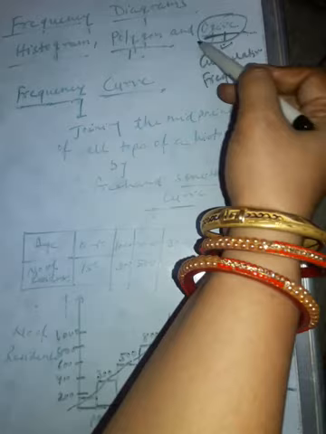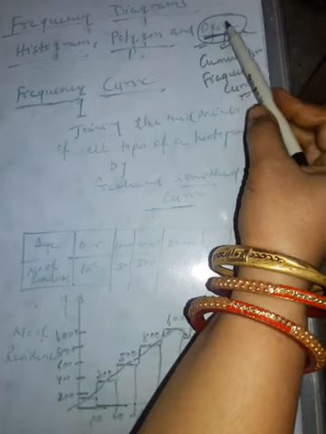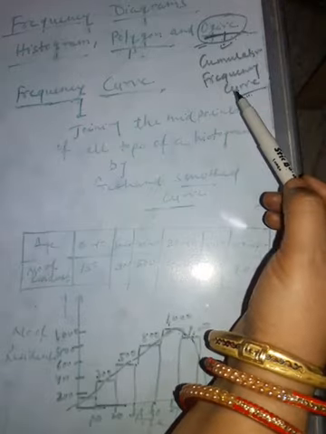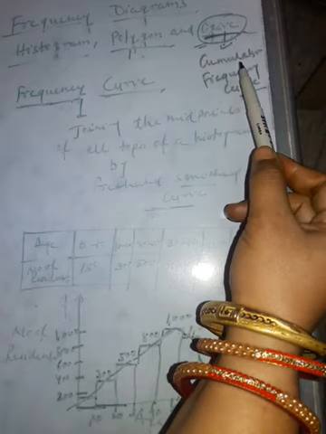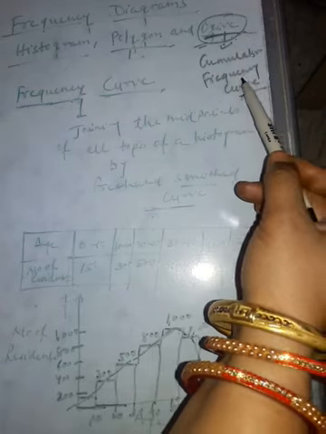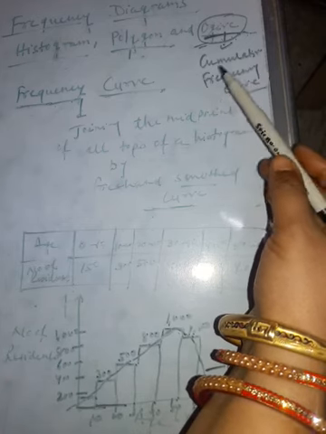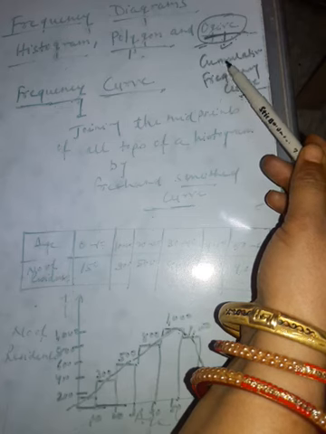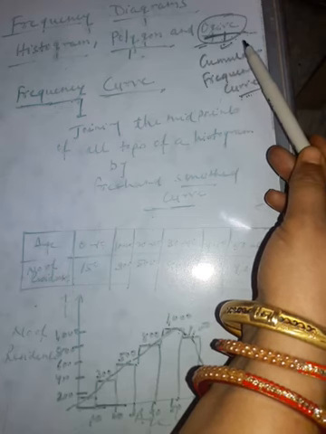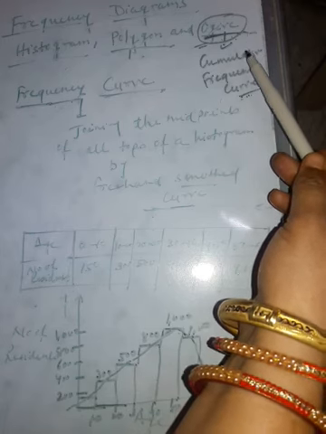Ogive is the most important topic in this chapter. One question used to come in every examination of class 11. That is a very important concept. You must understand it very carefully. And cumulative frequency curve or ogive may be constructed in two ways. First one is less than method and another one is more than method. So students, in my next video I will discuss how to construct ogive by less than method and by more than method, and what is the basic difference between less than and more than ogive.